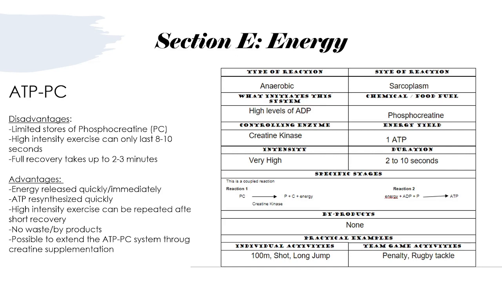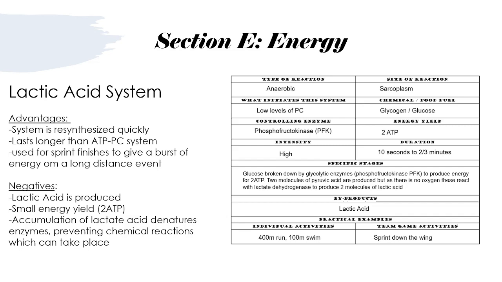Right? This is used for very high intensity. The duration is 8 to 10 seconds. But it is not great because there are low stores of phosphocreatine, and the full recovery takes 2 to 3 minutes. Examples of activities are the 100-meter sprint, long jump and shot put. Team games could be like a penalty or a rugby tackle.